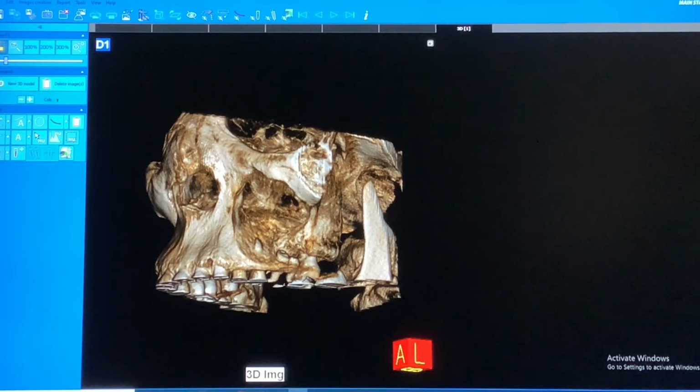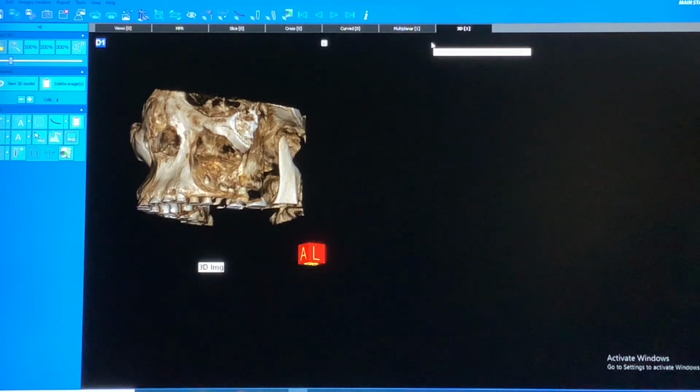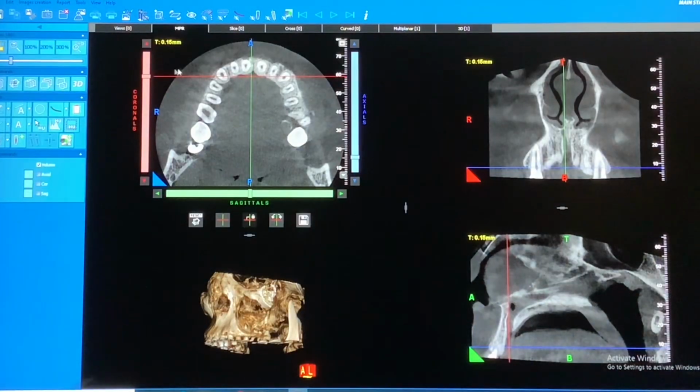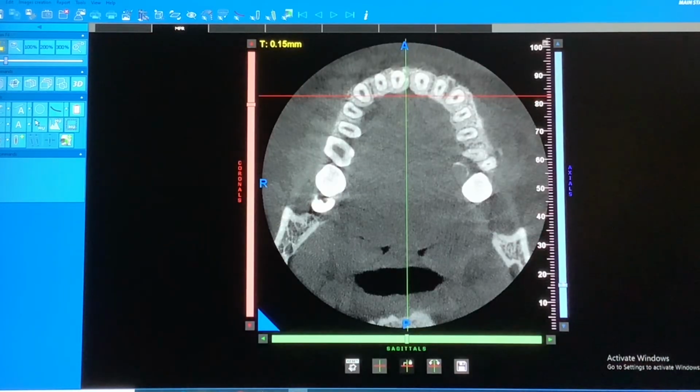So this is the 3D slice. You can appreciate the lesion on the facial wall of maxilla on the left side. For further clarification, we will move on to the MPR images. This is the axial slice, this is the coronal slice, and this is the sagittal slice. We will focus on the axial slice first.